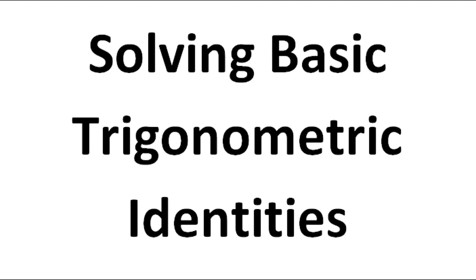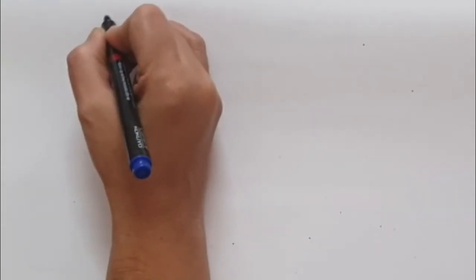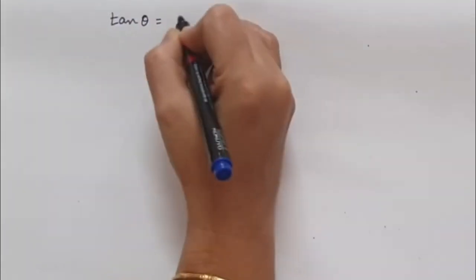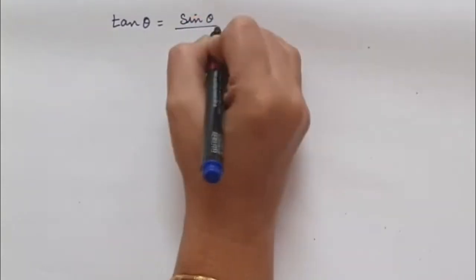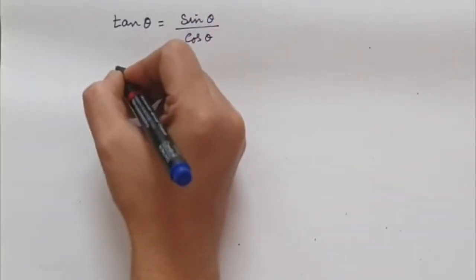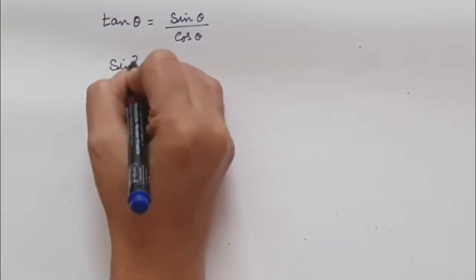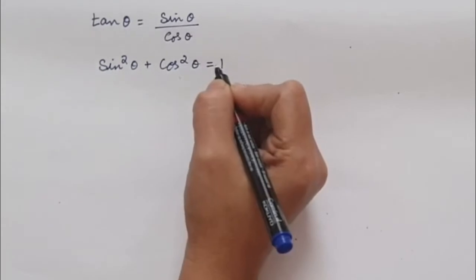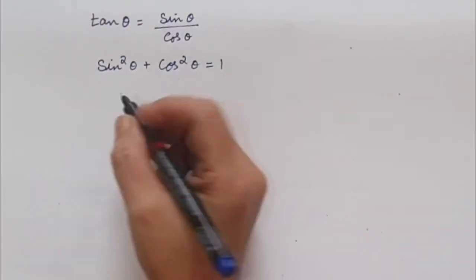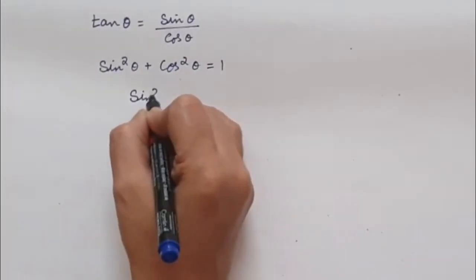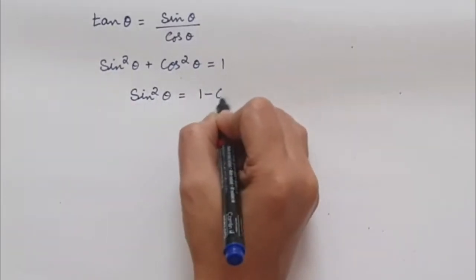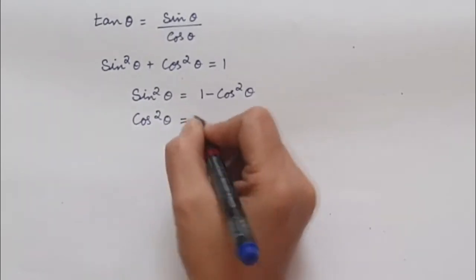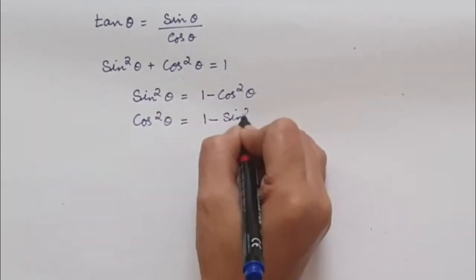Solving basic trigonometric identities. The identities which we will be learning are: tan theta will be equal to sin theta over cos theta, and sin squared theta plus cos squared theta will be equal to 1. From this, if you take cos squared to the other side, you get sin squared theta equal to 1 minus cos squared theta.